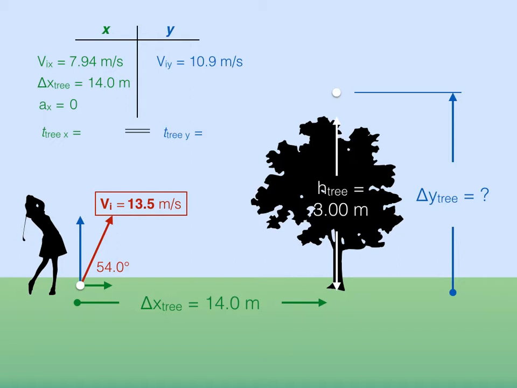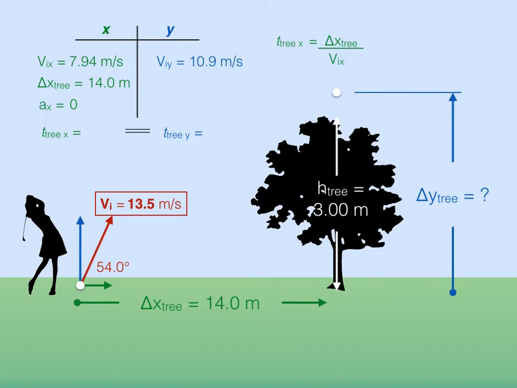All right, so we have our displacement to the tree, sorry, in the x direction. We also want to solve for our displacement to the tree in the y direction. So both of those are going to take the same amount of time. Well, we know that there's a relationship between initial velocity and displacement and time. Displacement is initial velocity times time. So we can take those values in the x direction and use them to solve for the time it takes to get to the tree.